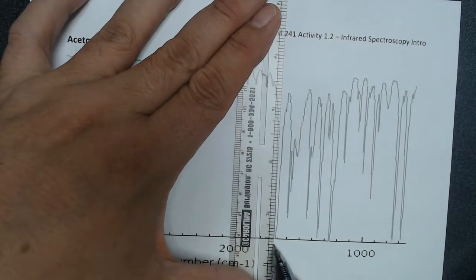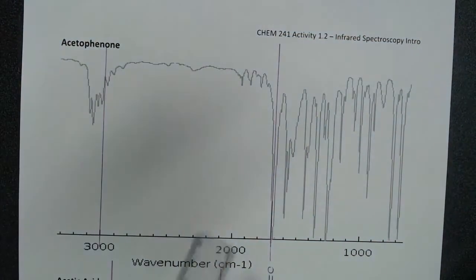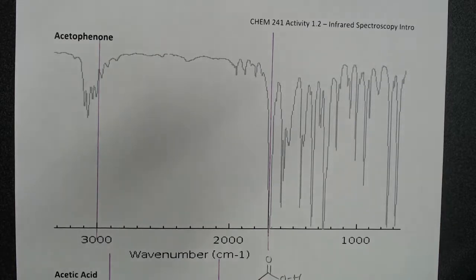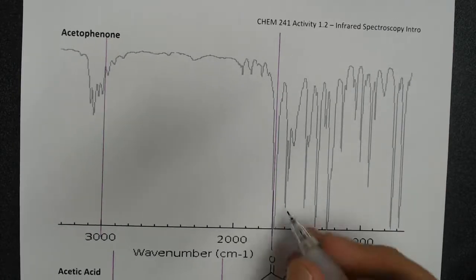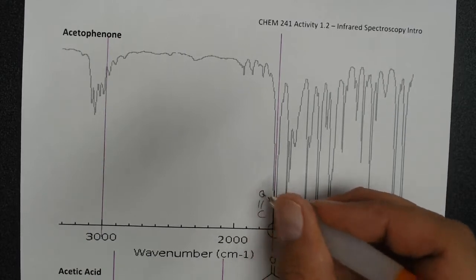Remember that the carbonyl stretch is typically the most intense in the spectra if it's there. And that one's actually touching the bottom. So the one that's right at 17, that is C double bond O. So C double bond O.